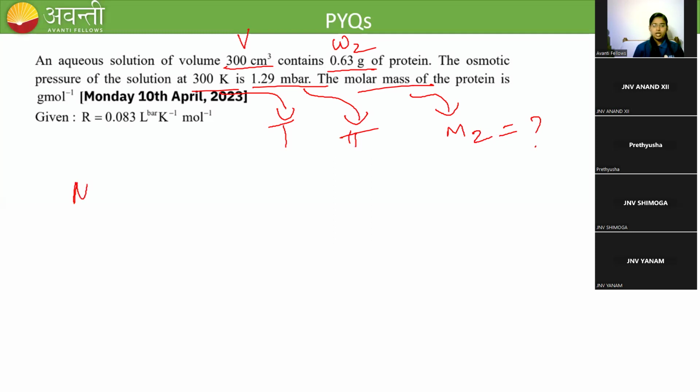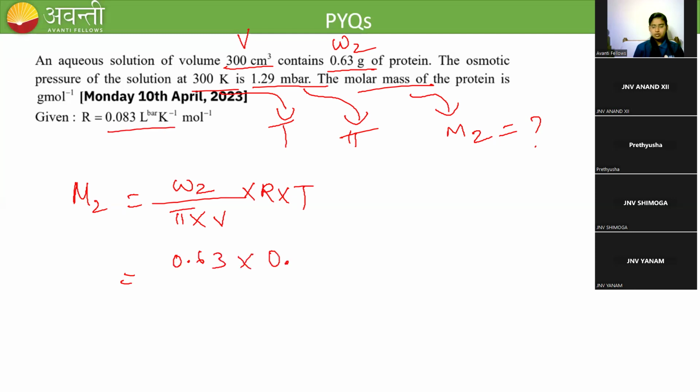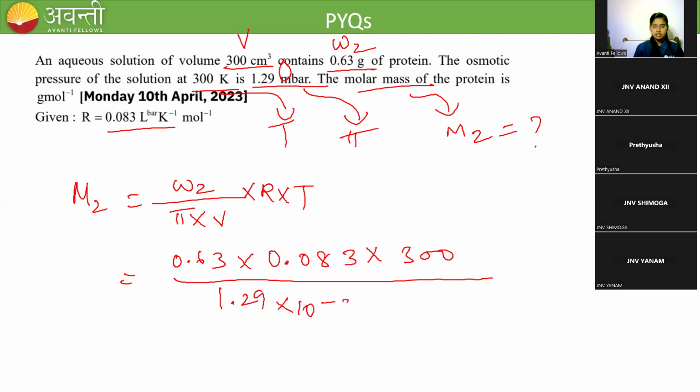So we know that molar mass of the solute is equal to mass times R times T divided by pi times V. So the mass of the solute is given as 0.63, into R value, which is 0.083, into temperature, which is given as 300 Kelvin, divided by pi value. Osmotic pressure value is 1.29 millibar. So I have to convert that millibar into bar, it is into 10 to the power minus 3. Clear?